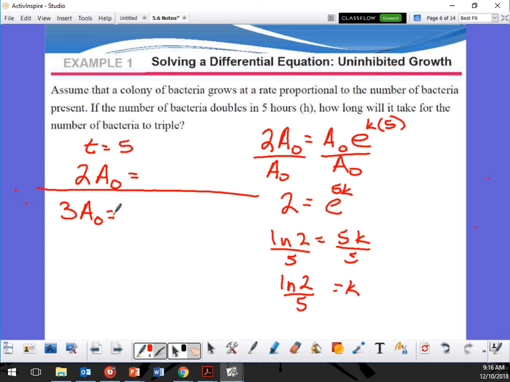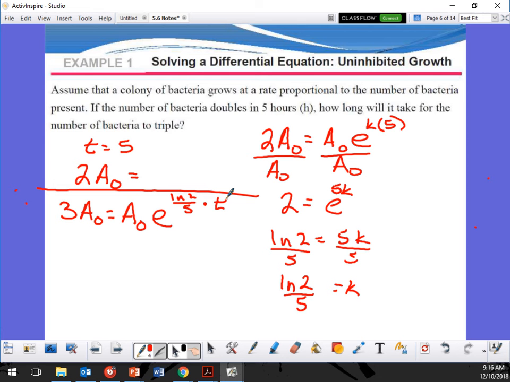How long would it take? It's a sub naught e to the ln 2 over 5 times t. We don't know the time. And then could we do the same thing that we did on the other side, just divide by a sub naught to try to find the t? Yeah.